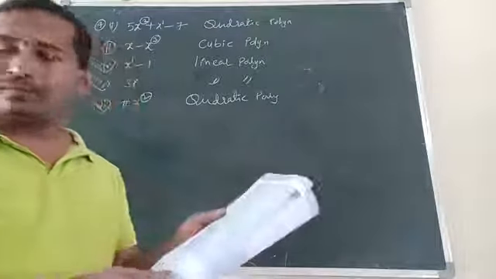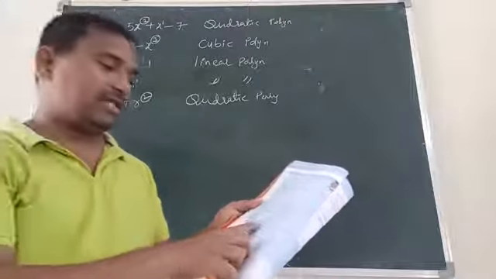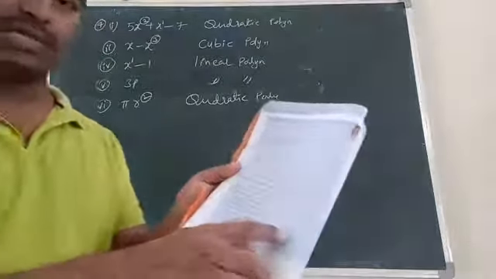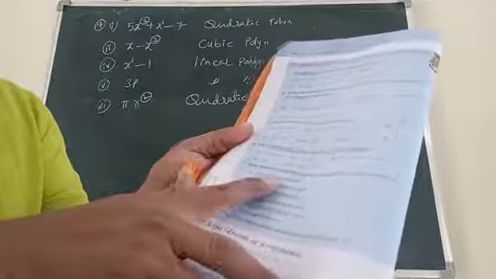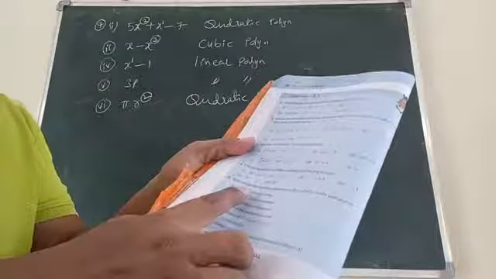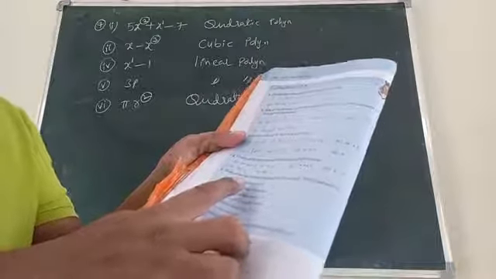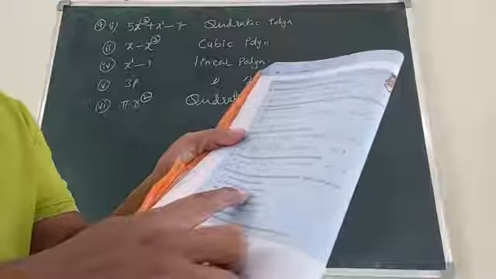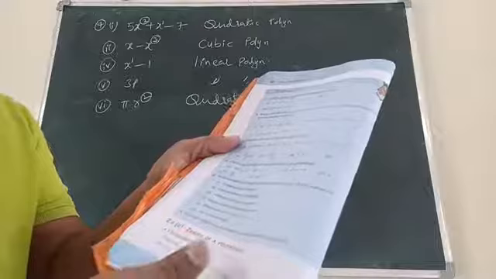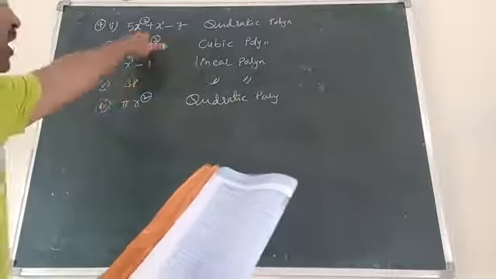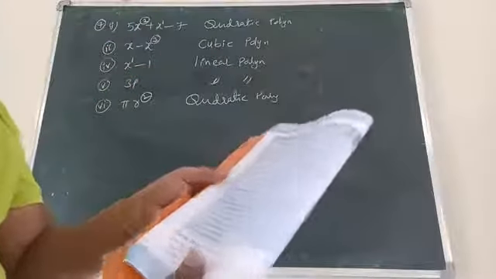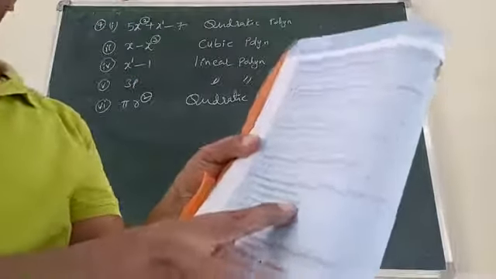Next, fifth one. Write whether the following statements are true or false. Justify your answer. A binomial has two terms. Yes or no? Yes, very good. True. Bi means two. Binomial contains two terms. Second one: every polynomial is binomial? No. Here this is a polynomial. How many terms? 3 terms. So this is not binomial. So every polynomial is binomial is a wrong statement.